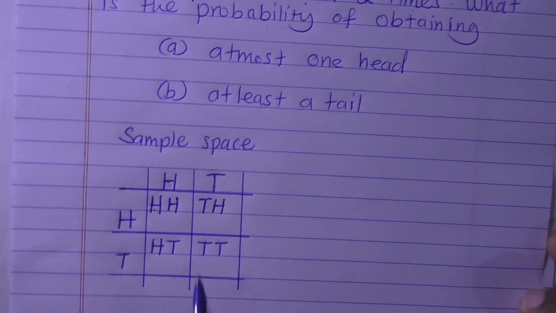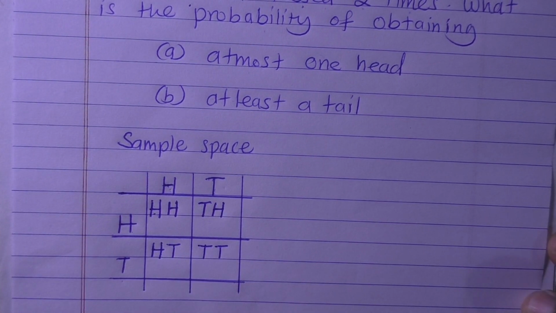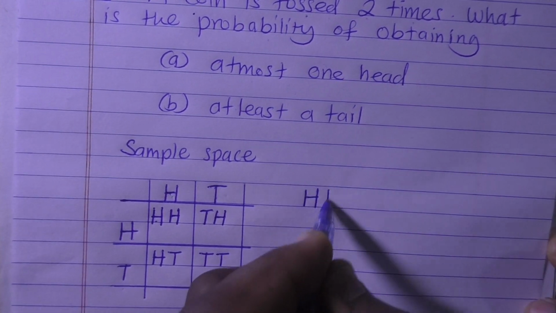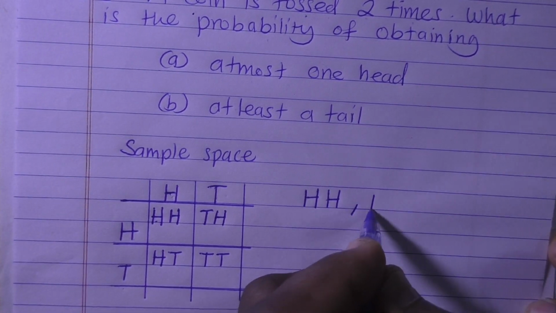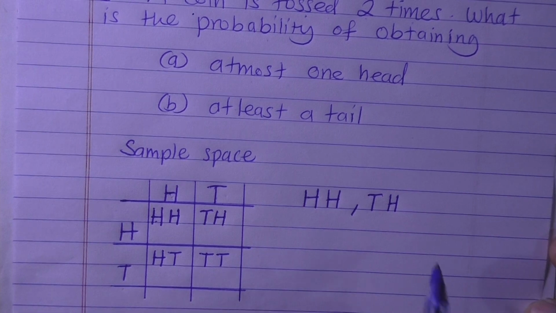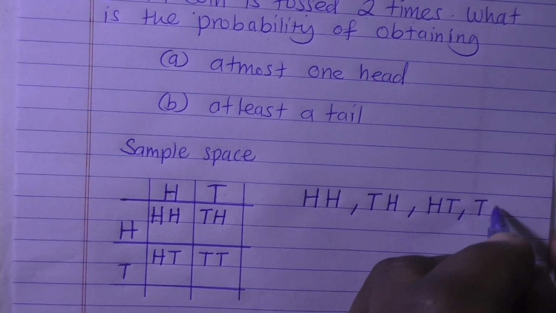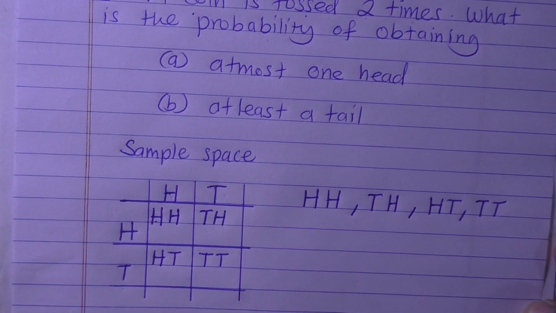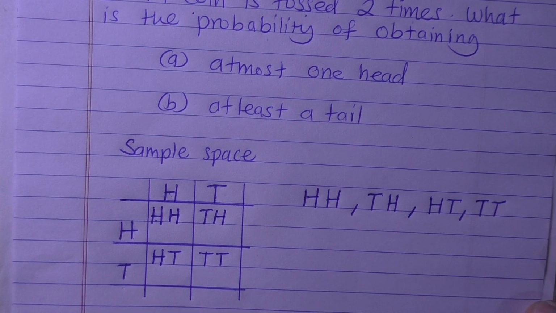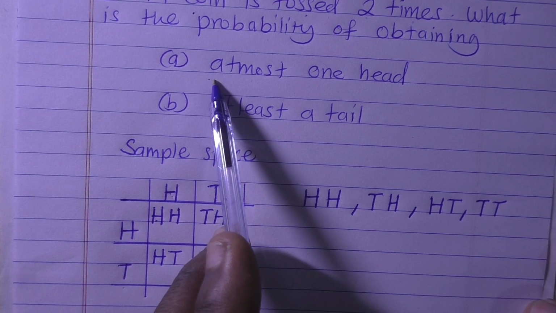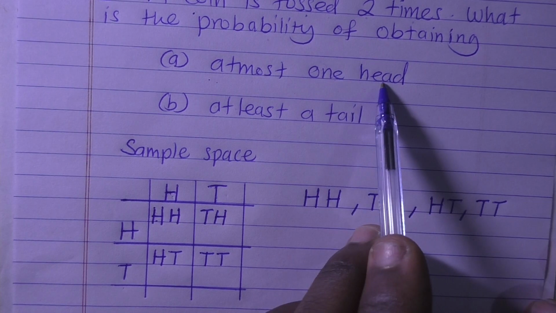So meaning that from the throws, our sample space, the possible outcomes, will be head head, or we can get tail head, or we can get head tail, or we can also have tail tail. So those are our possible outcomes, or the sample space. Then after generating the sample space, we go back to our questions. Part A requires us to get the probability of obtaining at most one head.